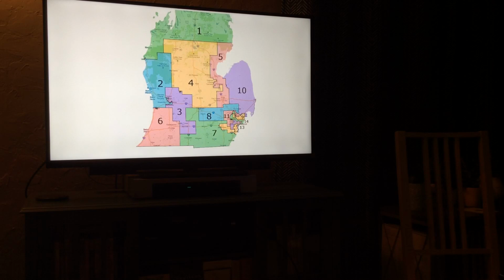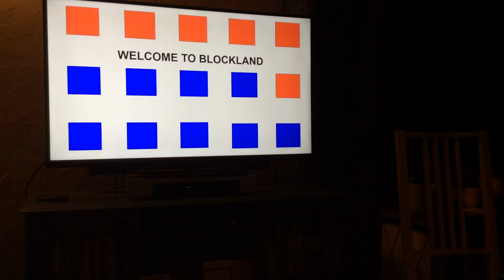There's an interesting sidebar about Michigan, but I'll talk about it at the end. But for now, I'm going to prove how this happens. And we're going to do it by just simplifying it in my little thought experiment here, Blockland.